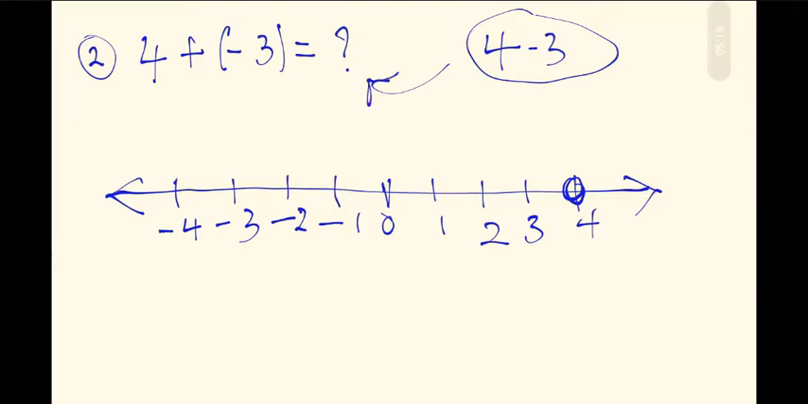So these are 4. We are subtracting 3 from 4, because we are subtracting, we'll be moving backwards. So we'll be moving this way because we are subtracting 3. So let's do the counting. 1, 2, 3. It falls on 1. So our answer is 1.